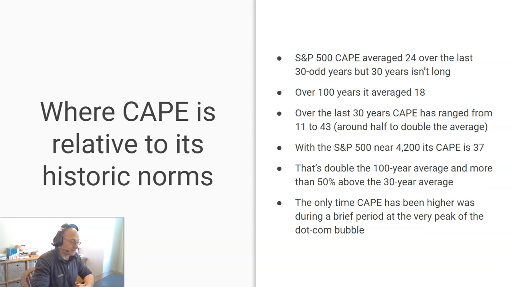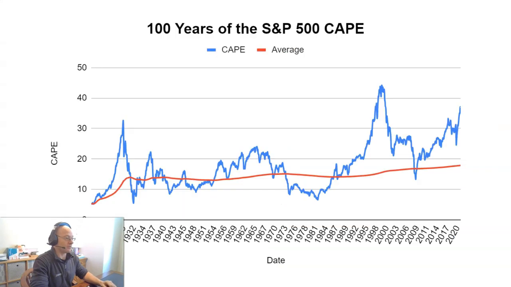So whether you look at the 100-year average or the 30-year average, CAPE is way, way above average. In fact, the only time CAPE has been higher than it is today was during a brief period at the very peak of the dot-com bubble. So this is what that looks like in pictures.